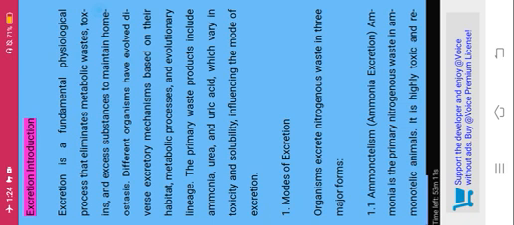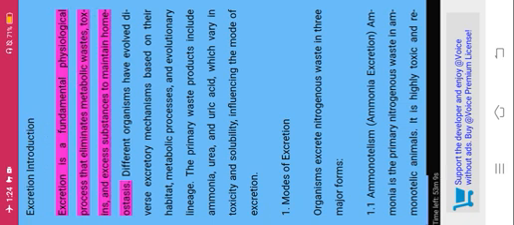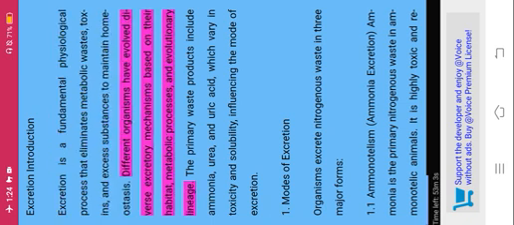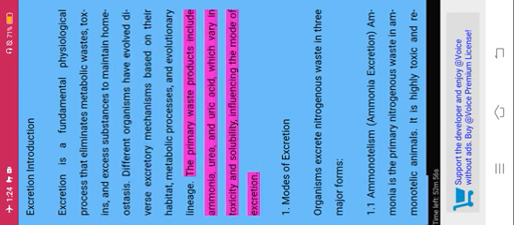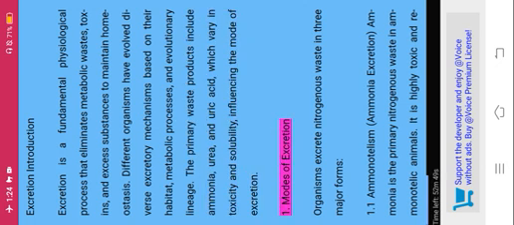Excretory system, comparative physiology of excretion. Introduction. Excretion is a fundamental physiological process that eliminates metabolic wastes, toxins, and excess substances to maintain homeostasis. Different organisms have evolved diverse excretory mechanisms based on their habitat, metabolic processes, and evolutionary lineage. The primary waste products include ammonia, urea, and uric acid, which vary in toxicity and solubility, influencing the mode of excretion.